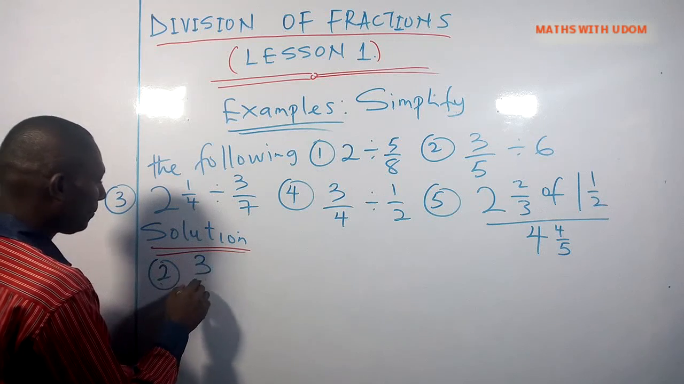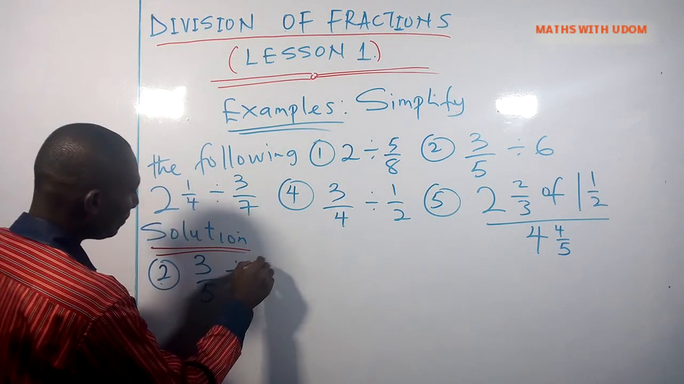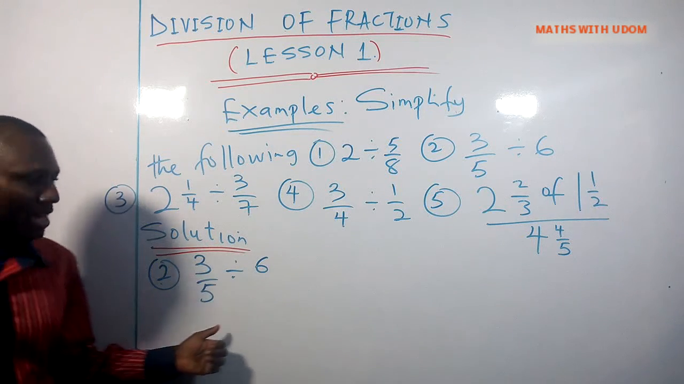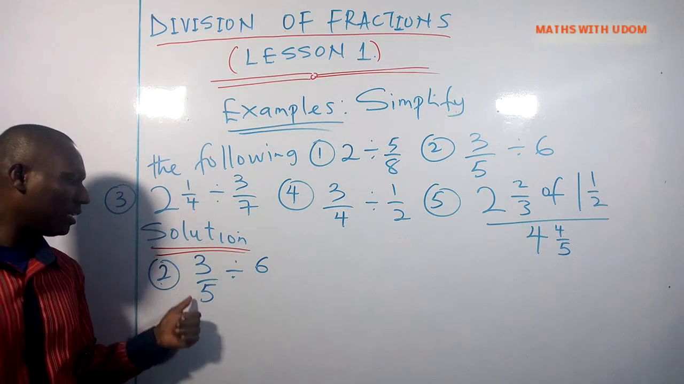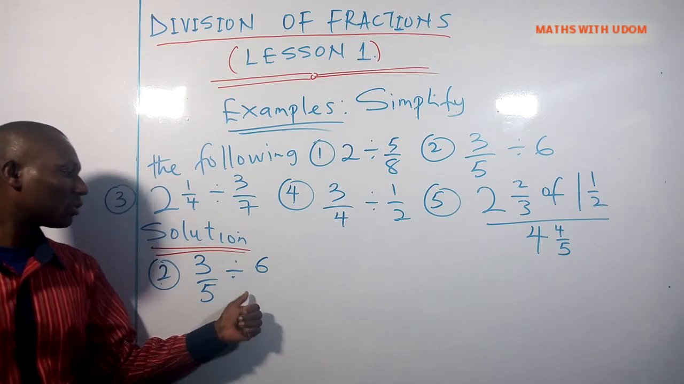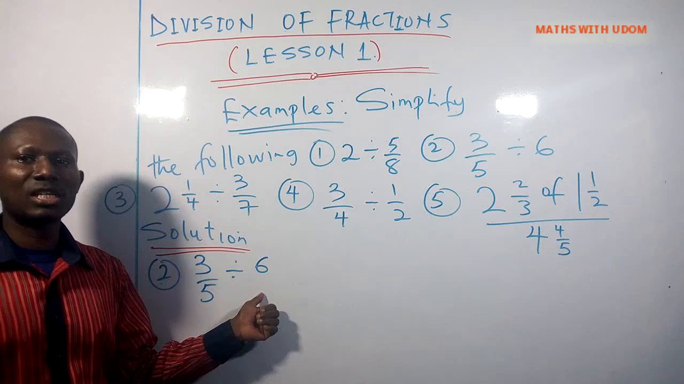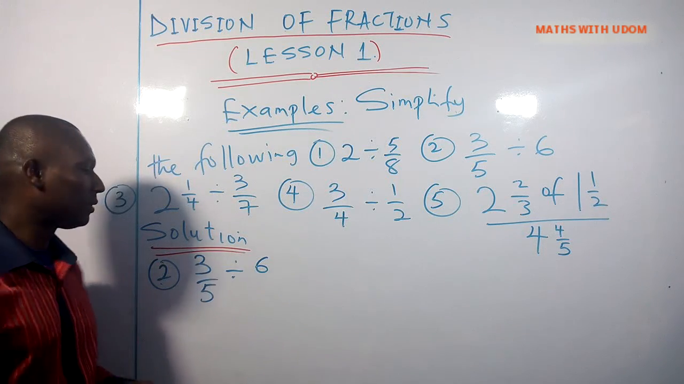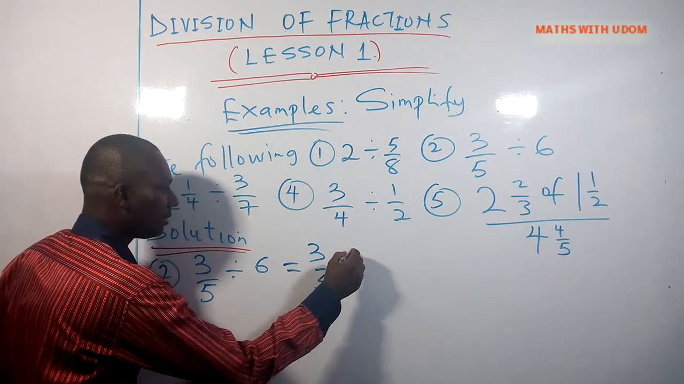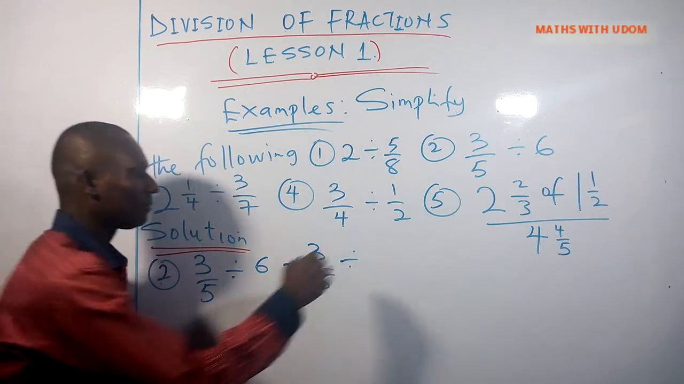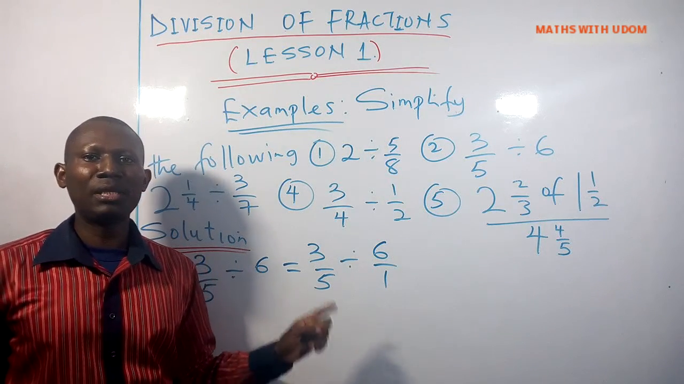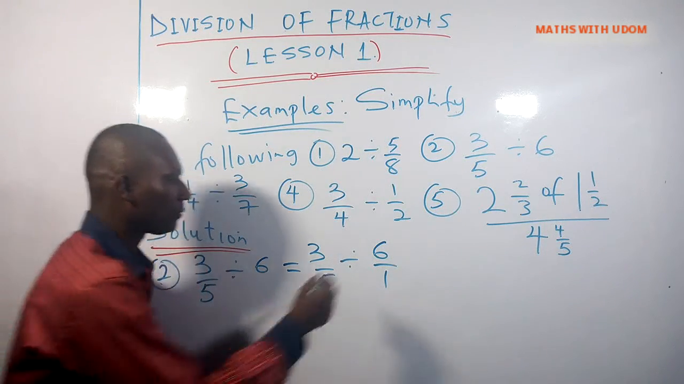What do we have there? So, for our example 2, what do we have? 3 divided by 5 divided by what? 6. All we need to do is to change this 6 whole number to 6 divided by 1. So from here we have 3 divided by 5 divided by 6 over 1. Because all whole numbers have 1 as their what? Denominator. Okay, so from here, what do we do?